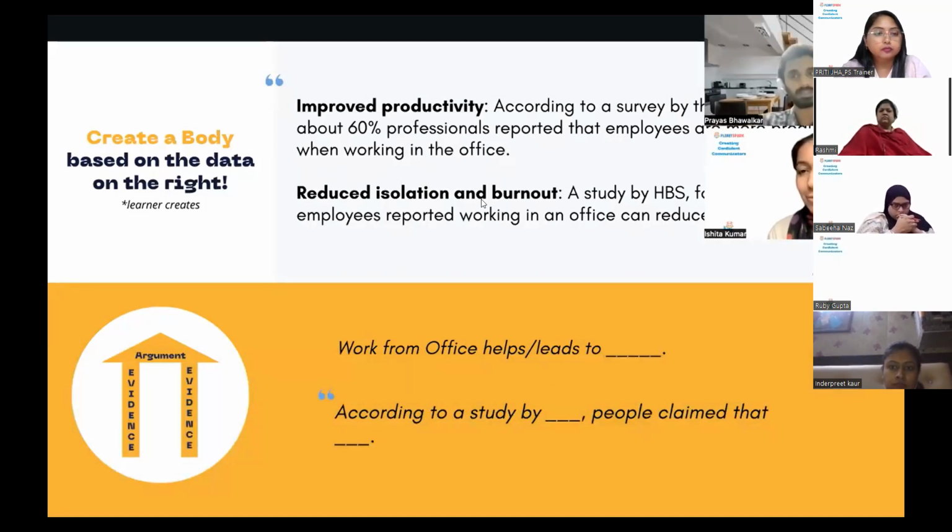So what would be your argument and evidence? My argument would be work from office helps people to be more productive, deliver their 100%, and meet deadlines in an efficient way. And according to a survey by the Society of HRs, about 60% of professionals reported that employees are more productive when working in the office. All right, interesting. I see how you've added your own points also, being productive, meeting deadlines at work and everything. And then you gave your evidence as well. Very good.